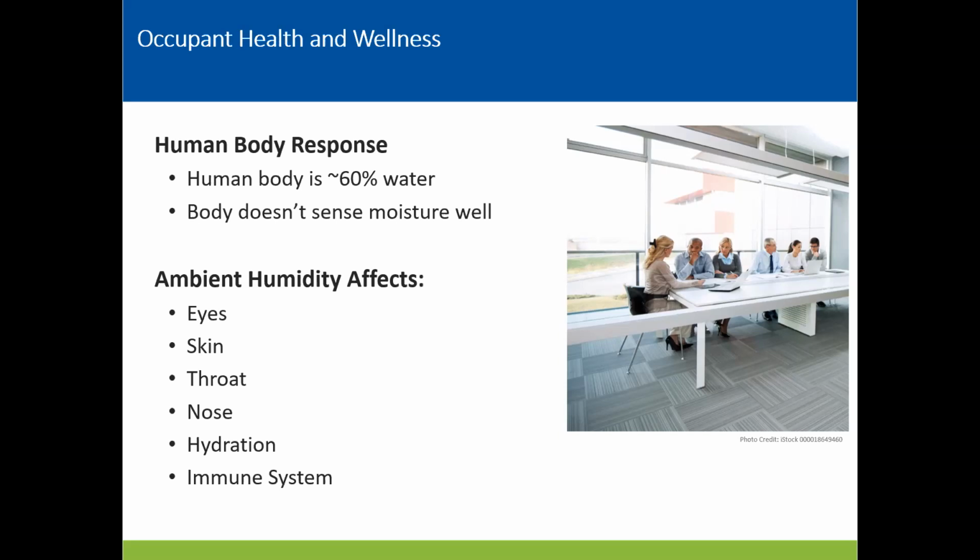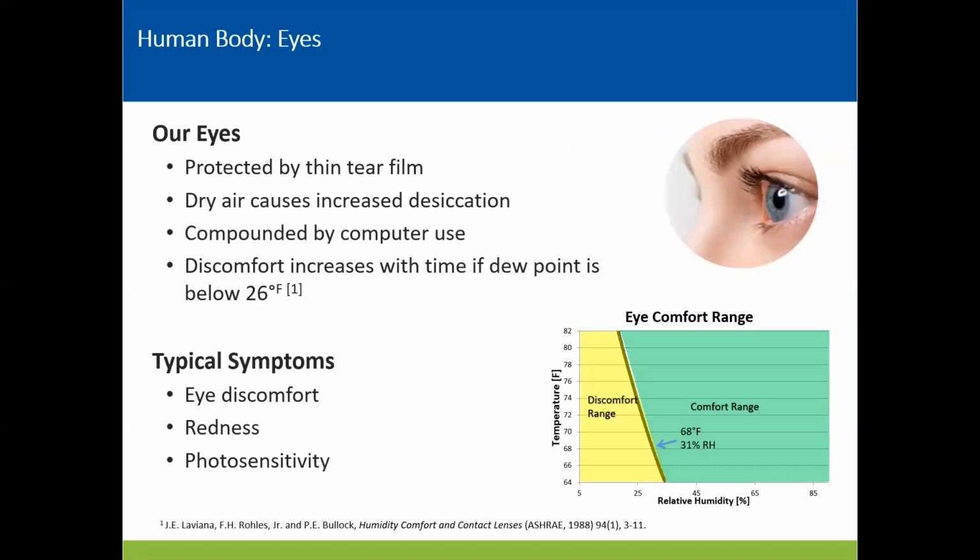But the ambient moisture typically is going to have secondary effects, or effects that we can feel on our eyes, our skin, throat, nose, overall hydration, and ultimately our immune system. So let's get into those.